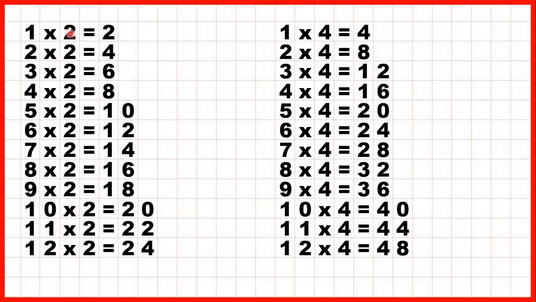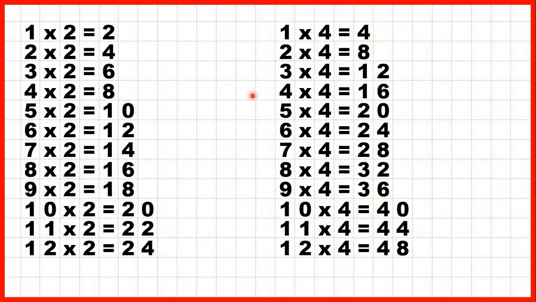Now we can see here we've got our 2 times table written out and our 4 times table as well. Now notice, if we double what's in the 2 times table, we get what's in the 4 times table. Remember, to double a number, we're adding the number to itself or multiplying it by 2. So 2 times 2 is 4, 4 times 2 is 8, 6 times 2 is 12, and so on.